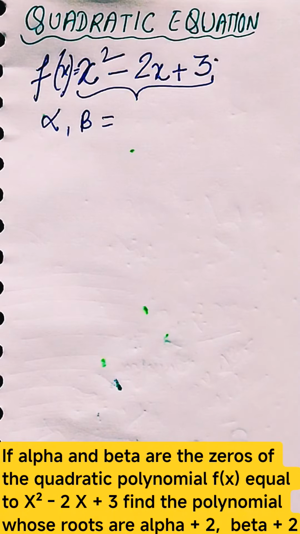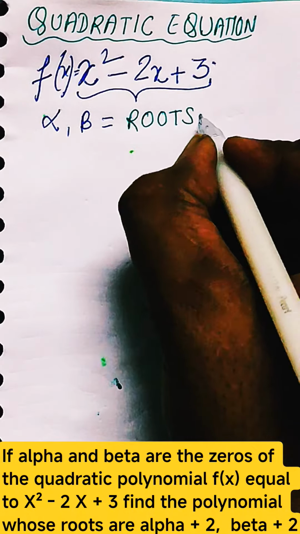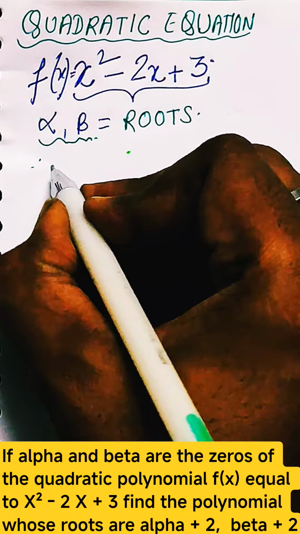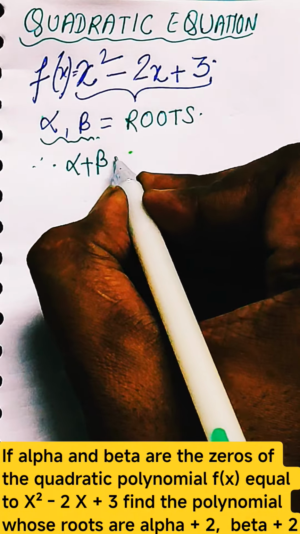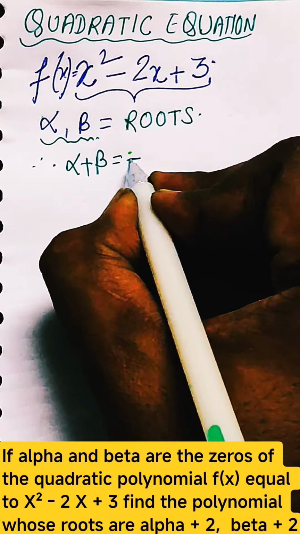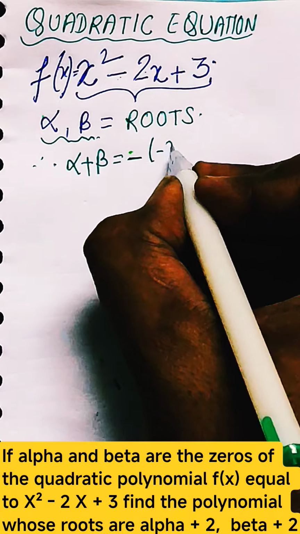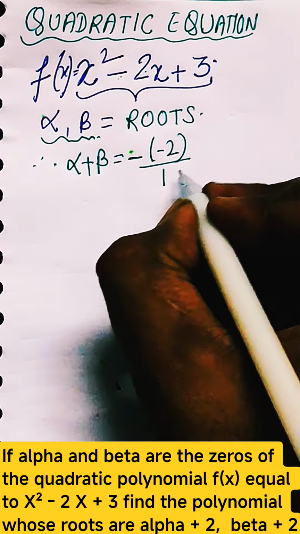We need to find the values related to alpha and beta, but it is confirmed that alpha and beta are the roots of the above quadratic equation. This is given in the question. Now for the standard form of a quadratic equation, ax square plus bx plus c is equal to 0, we know that the sum of the roots is minus b by a and the product of the roots is c by a.